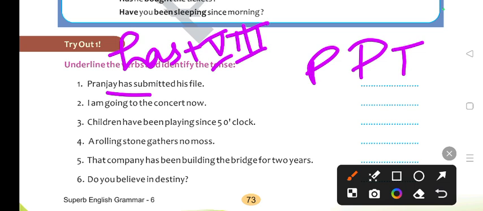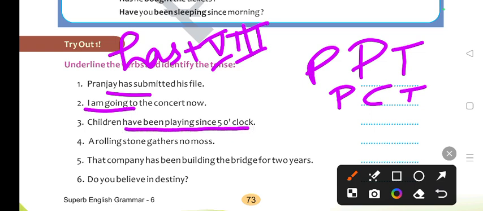I'm going to the concert now. So I'm going means is, am, are plus ing form. This is an example of PCT. It means present continuous tense. Children have been playing since 5 o'clock. So time is also given here. This is an example of present perfect continuous tense. This is PPCT.